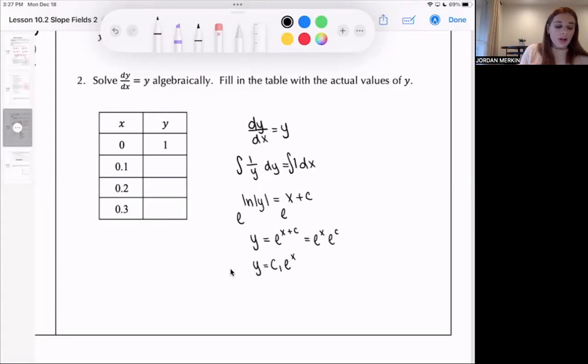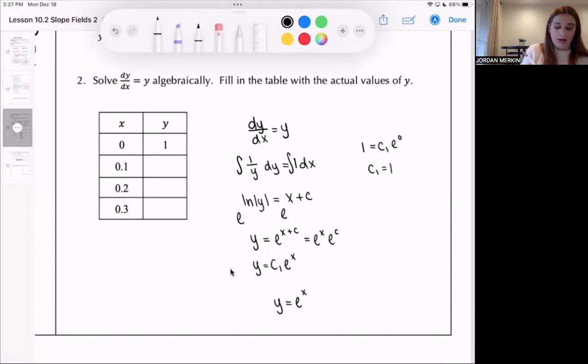Now, we know that the initial point that we're given is 0, 1, so we can solve for c. So we'll plug in 1 for y and 0 for x. It looks like c1 is equal to 1. And so our differential equation solution, the actual specific one that we just tried to graph, is y equals e to the x. And so when we plug in these points, we have 0, 1, 0.1.